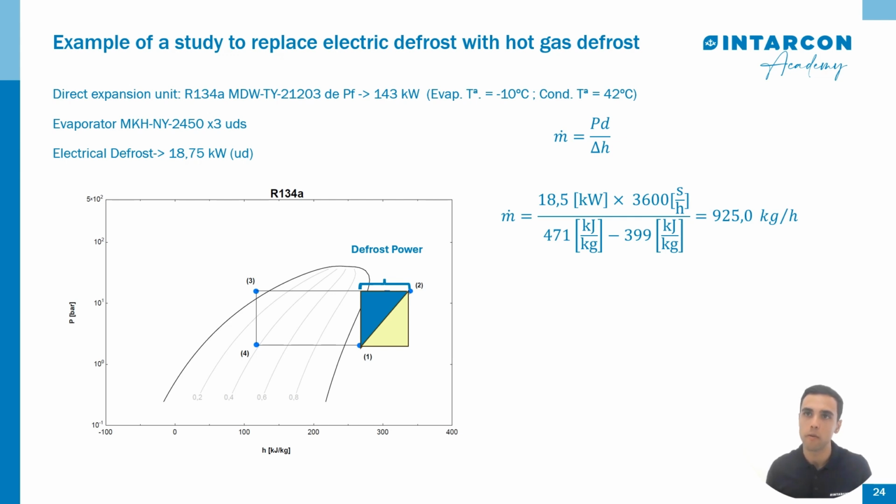Here, we detail the calculation and evaluation process for an 18.75 kilowatts electric defrost conversion for each evaporator. To calculate whether it is feasible to switch to hot gas defrost, as we saw in the first slide, it's necessary to determine the gas mass flow rate required to achieve a heat output similar to the electrical output currently used for defrosting. In our case study of the feasibility of hot gas defrosting, we have calculated that a single evaporator requires 925 kilograms per hour of hot gas for the defrosting process.